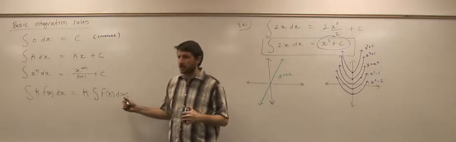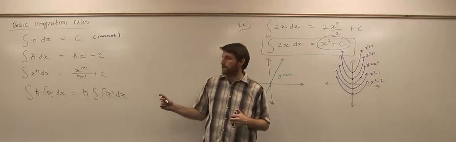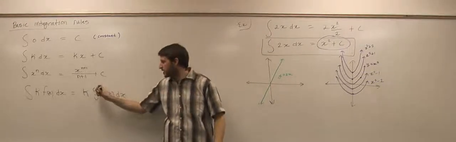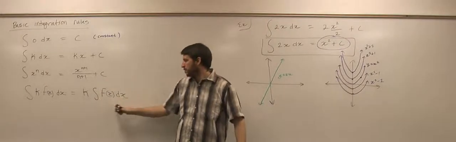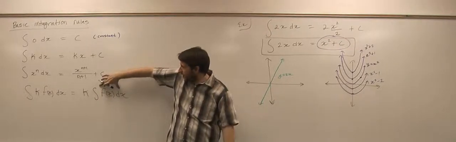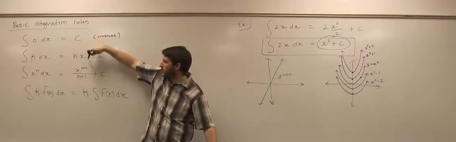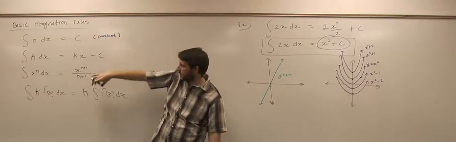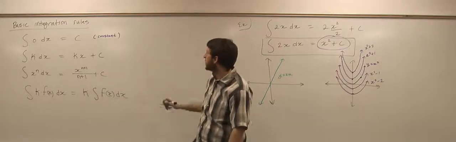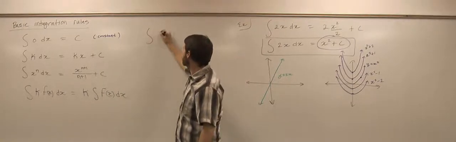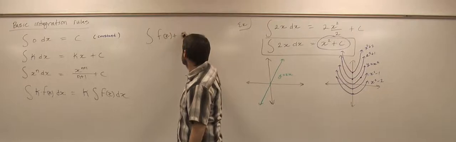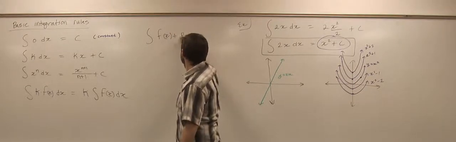Do I need to put plus c here? No, because I haven't actually done this integral yet. This says the family. When I actually do the integral, none of these have integral signs anymore. That's why there's a plus c. But this still has the integral sign, so you don't need a plus c.